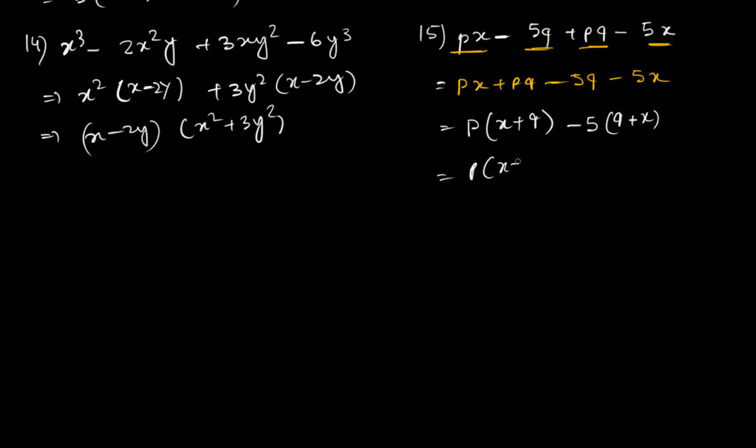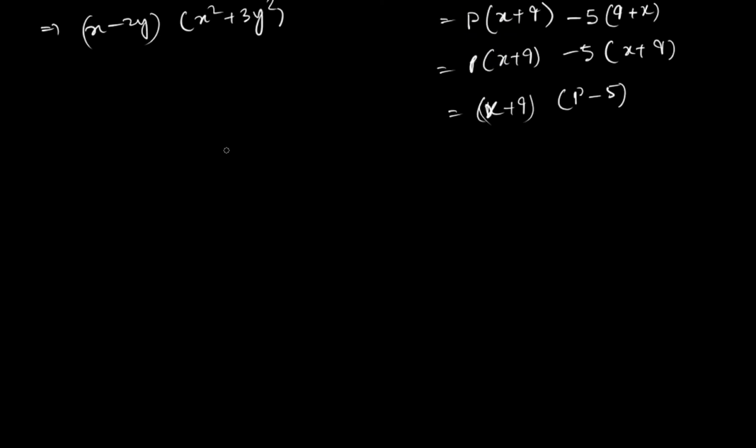So for... I have written the p q plus x as x plus q. I have done a terrible mistake. I should write x plus q. So I can see I can take common x plus q, and I will be left with p minus 5. So that's the answer for the 15th one, sorry.